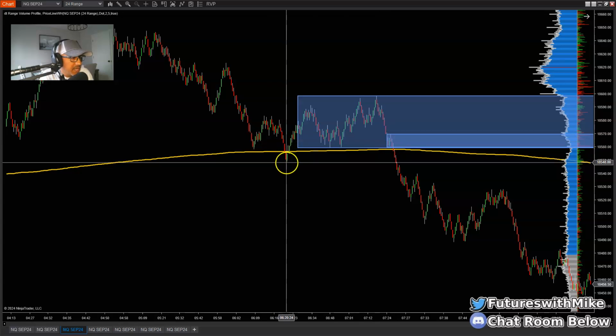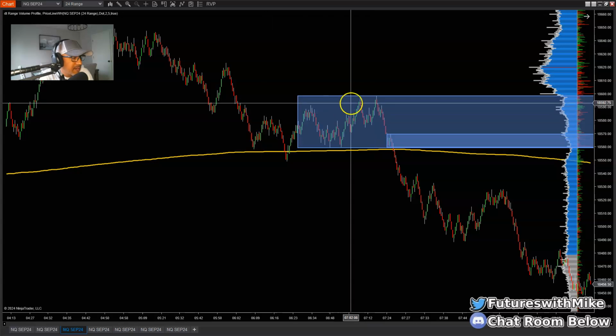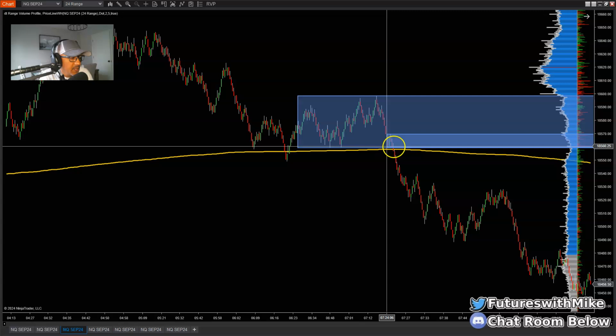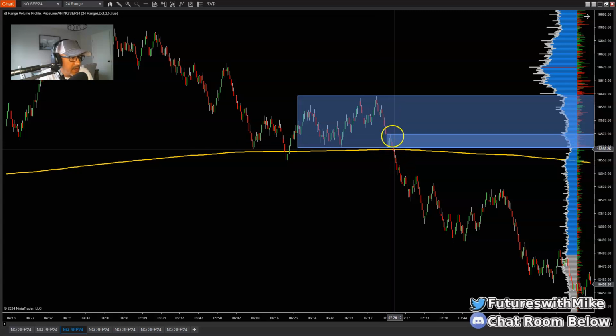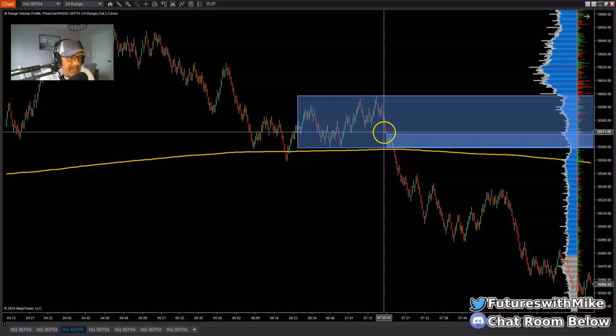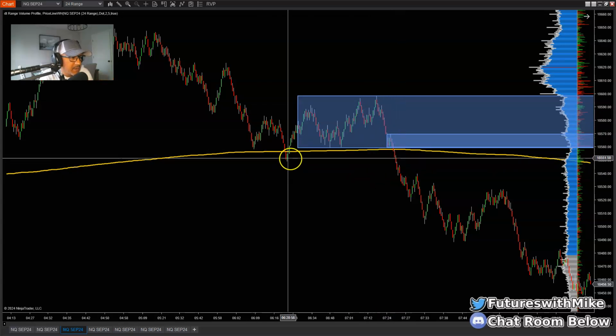Push down, made a low. It had its high right here, but it broke in structure to the downside, breaking below this low right here. This is a swing where there was supply, meaning aggressive selling to the downside. If you don't know much about supply and demand, you're in the process of learning. That's what supply is: aggressive selling. Demand is aggressive buying.